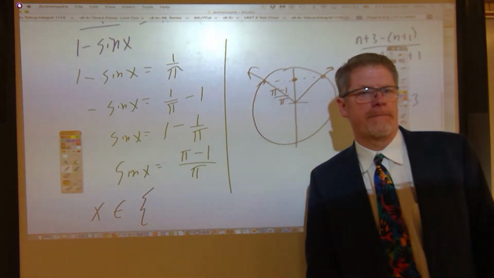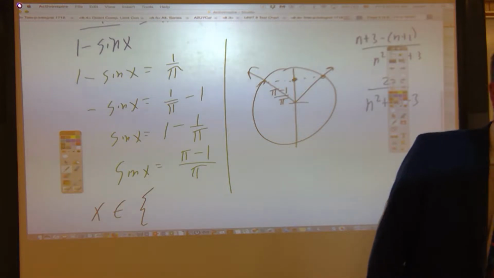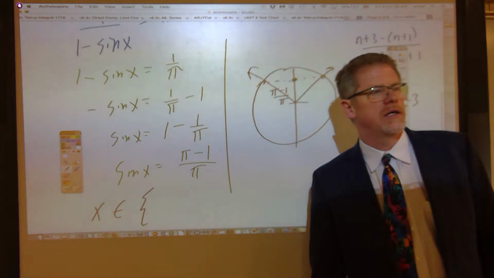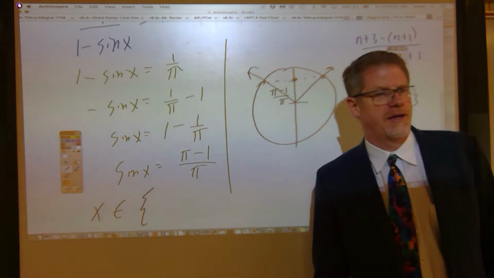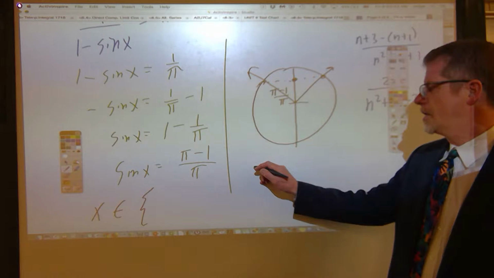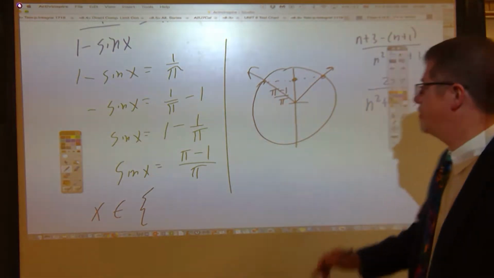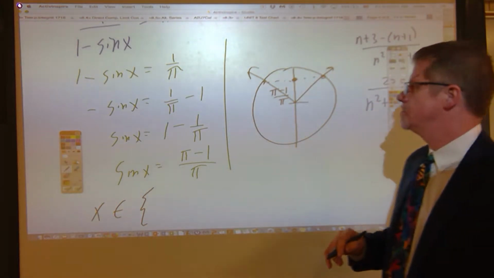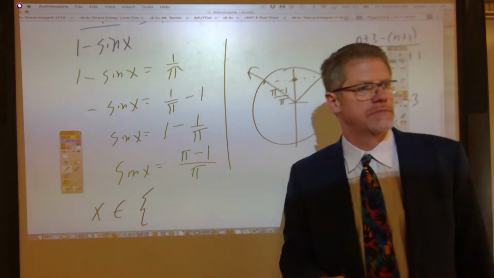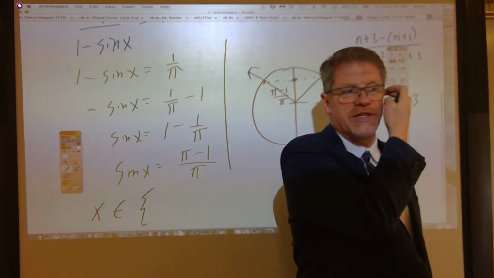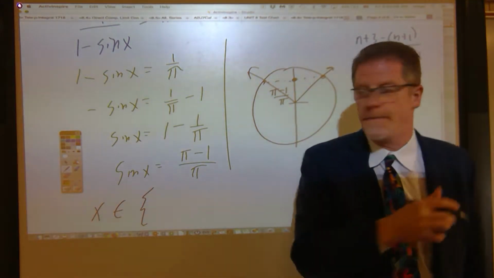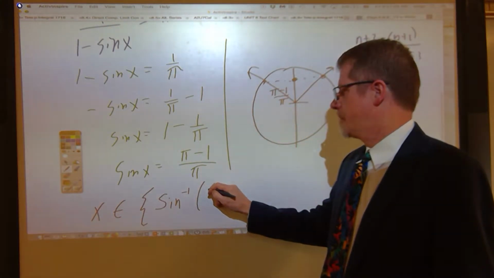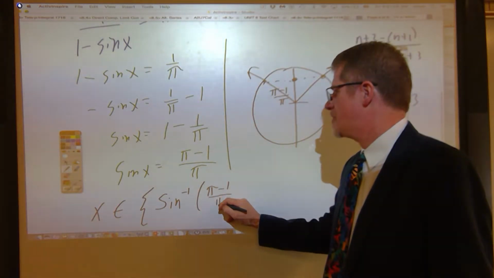Take a volunteer on this. All right, let's go with Scott. X is equal to 0. I want the exact answer, no approximations. Okay. What did you type into your calculator to get that 0 point, whatever it was you were about to say? So that'd be the sine inverse of pi minus 1 over pi. Pi minus 1 over pi is correct.